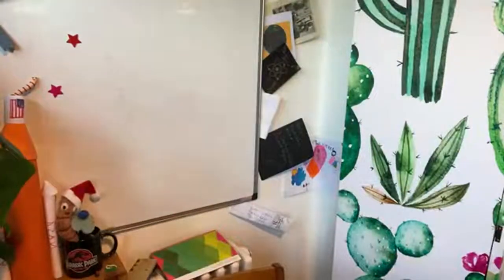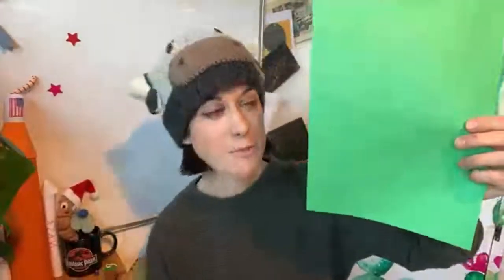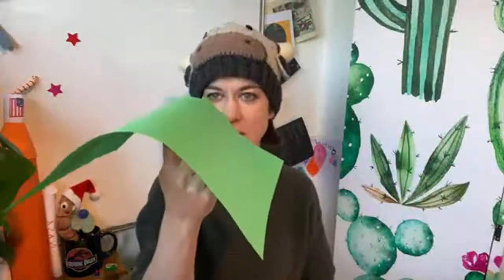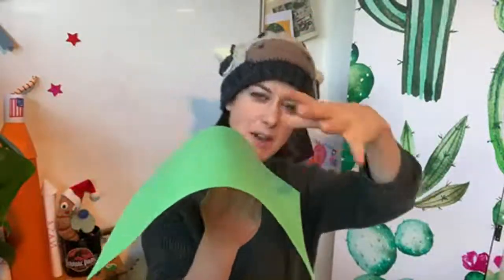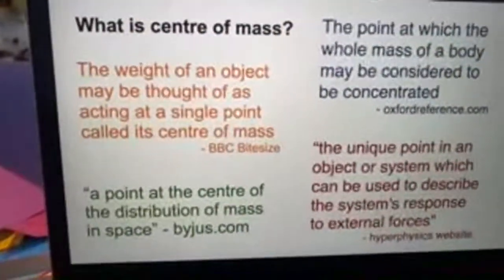So if I showed you, here we go. If I showed you this bit of paper and I said, can you put your finger on the centre of mass of this paper, you would certainly put your finger in the middle, right? Because you know that there's the same amount of mass on one side as there is on the other side, yeah? And so it's also where the thing balances, okay? So, I don't know, I actually like the Byjuice definition, although I don't know it. The point at the centre of the distribution of mass in space, maybe BBC Bite Size.